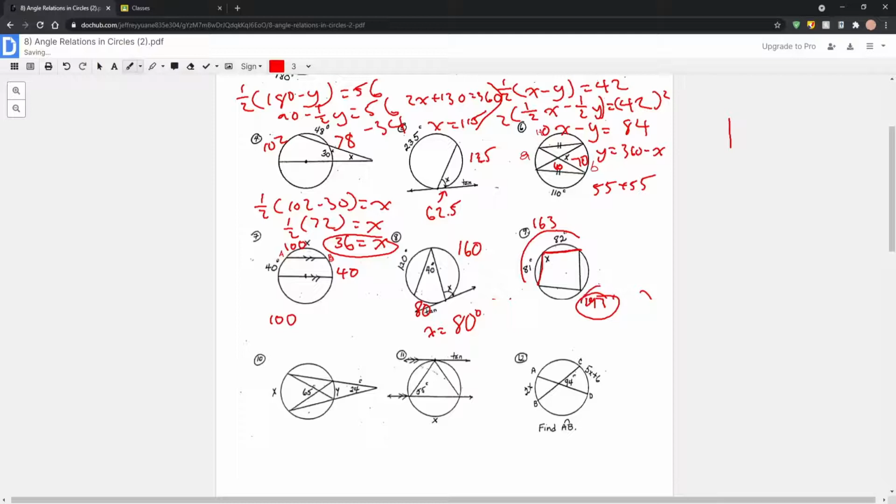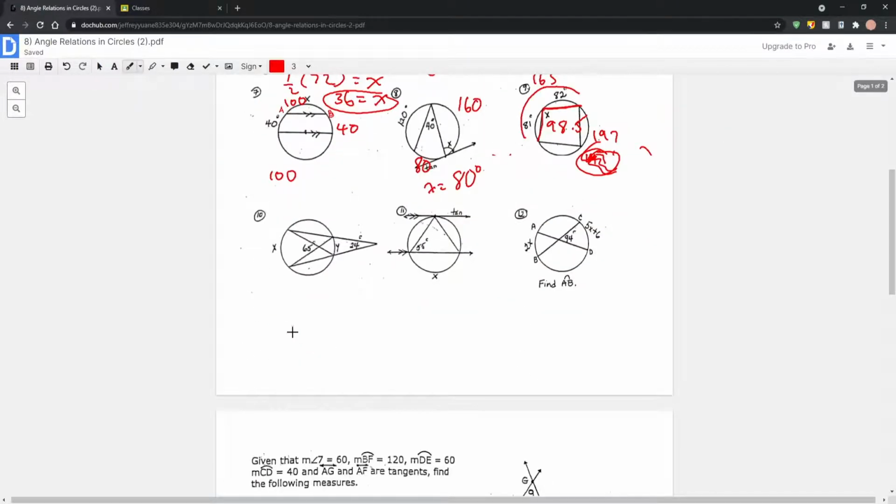Oh, sorry, not your final answer. So you get 197 as this angle, and this is an inscribed angle, so it takes half of the intercepted arc. So that's going to be 98.5. And that's your final answer. Moving on to number 10.